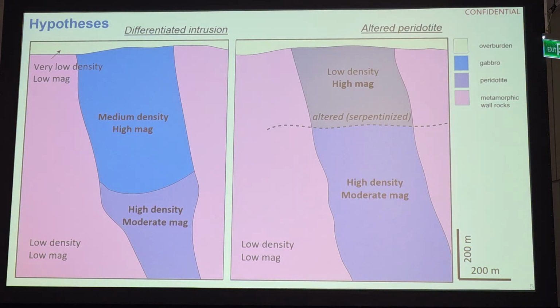So we start by generating some hypotheses about what we think we're looking at. Here are two of them. We usually generate quite a few. Perhaps we're looking at differentiated mafic ultramafic intrusions where we might have more of a gabbroic rock at shallower levels, and that fractionates down into an ultramafic rock at depth. Each of those will have slightly different density and magnetic responses. Perhaps we have just one ultramafic body and it's variably altered, perhaps with serpentinization making parts of it more magnetic.